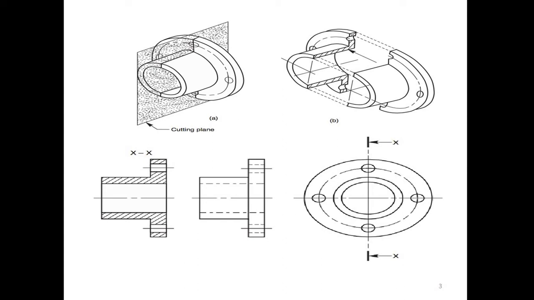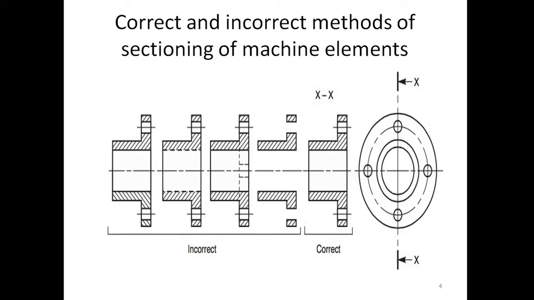But in a front view, it is not visible, so it is shown by dotted lines. It is a very good example of a hub, for cut section as well as without cut section. There are some methods to draw that sectional view. Correct and incorrect methods of sectioning of a machine element are shown here.